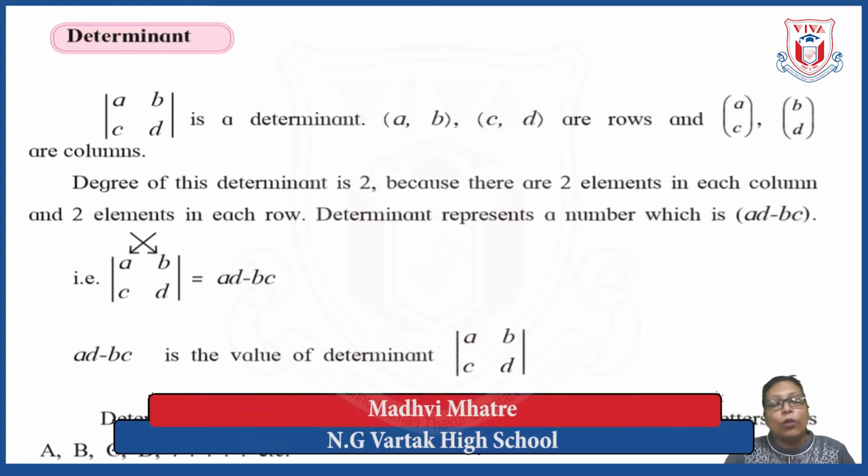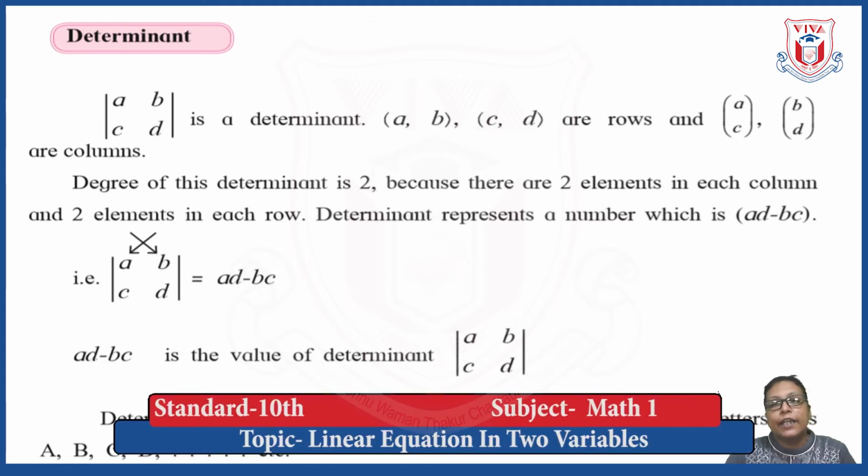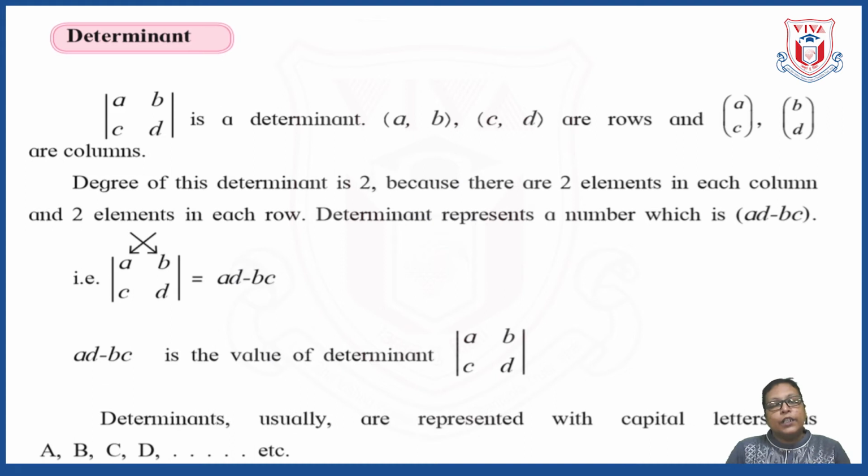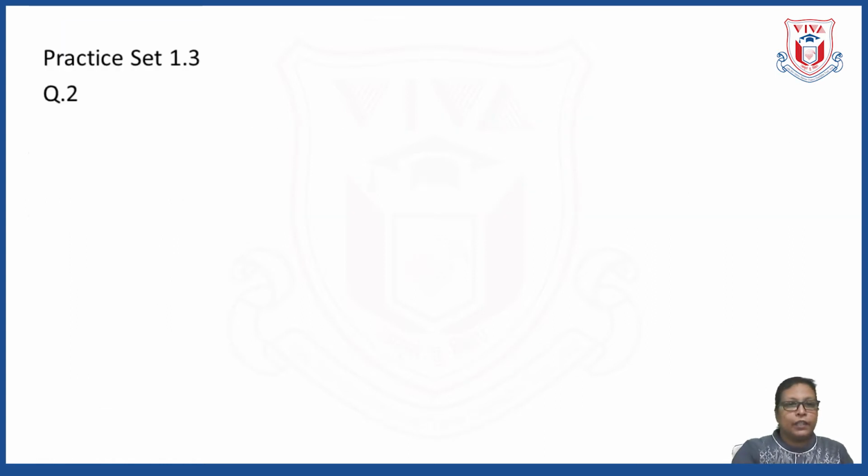In between, the symbol is minus by default. Never write a plus sign there. So the value of the determinant A, B, C, D here is AD minus BC. AD minus BC is called the value of this determinant. Determinants are usually denoted by capital letters. You can use any letter here, but here specifically we are going to use D. So let us try to understand the method now.